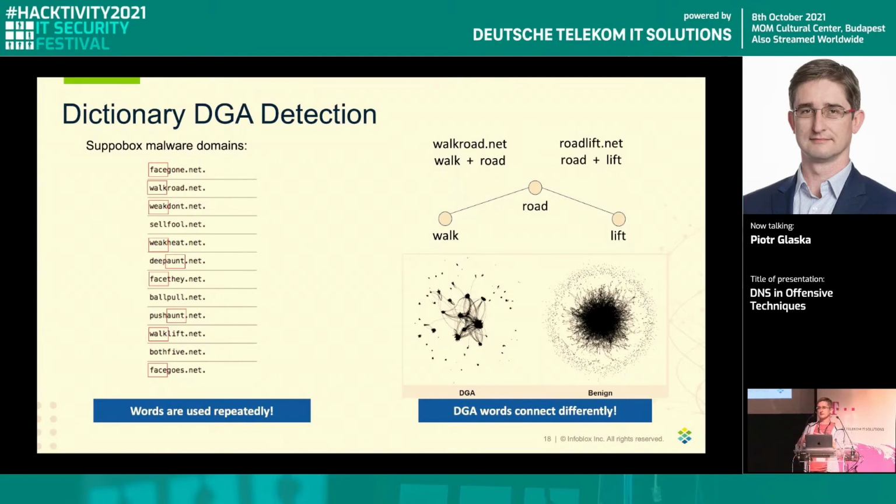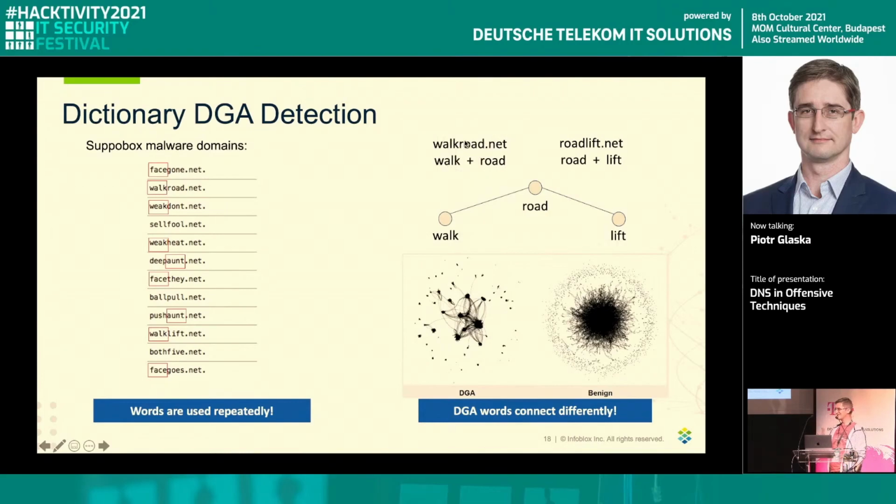if someone is using a dictionary and generating a lot of domain names, those words from the dictionary will be repeated. If malware is generating thousands of domain names and the dictionary is 100 words, on average every word will be repeated 10 times. So what we do is we build a graph of words of all the domain names we see. We split the domain names into words.